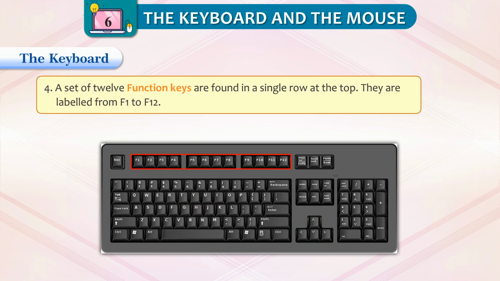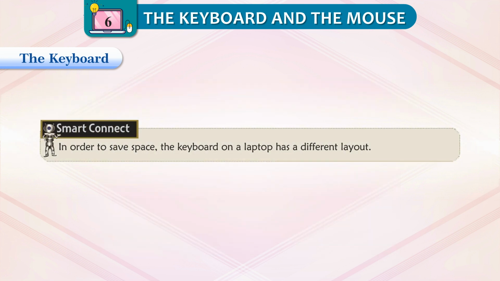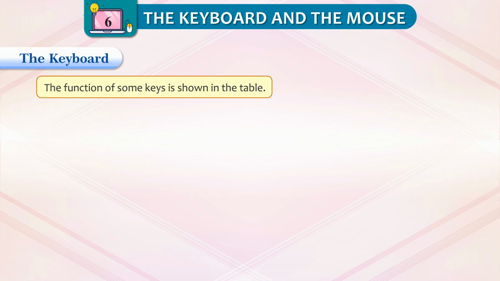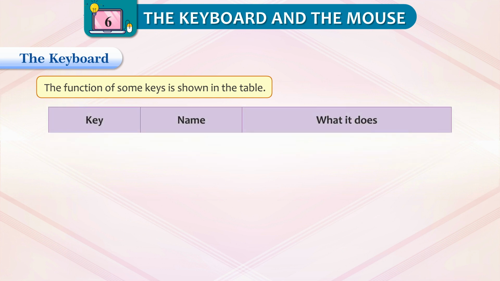4. A set of 12 function keys are found in a single row at the top. They are labeled from F1 to F12. Smart Connect. In order to save space, the keyboard on a laptop has a different layout. The function of some keys is shown in the table.